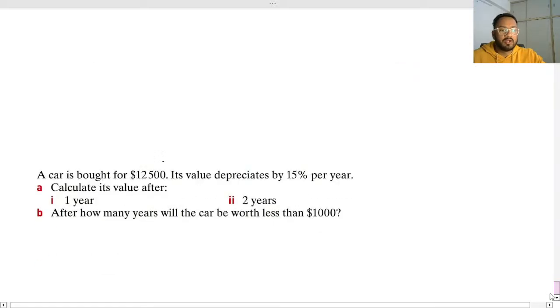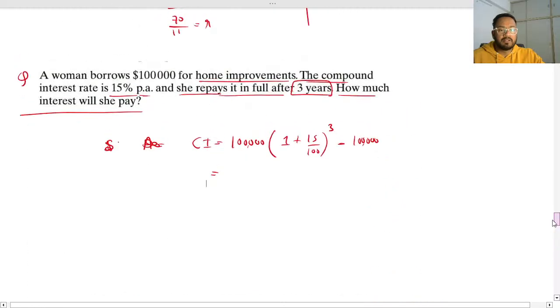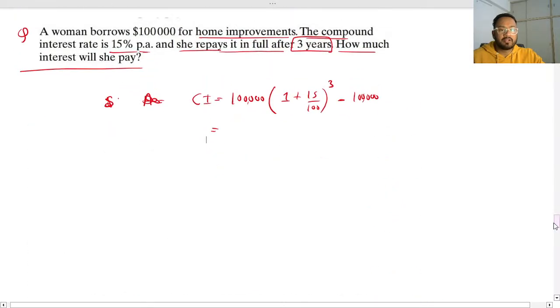And there's another question: a car is bought for $12,500. Its value depreciates by 15% per year. Calculate its value after 1 year and 2 years. And after how many years will the car be worth less than 1,000? Very important question. So stay in the class and keep watching so that you can understand the concept.